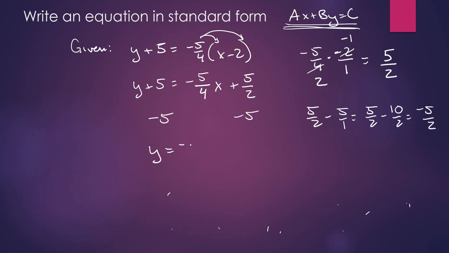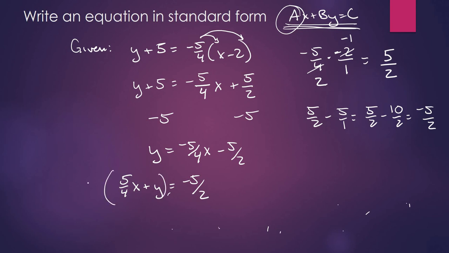So y equals -5/4 x minus 5/2. Add 5/4 x to the right. So 5/4 x plus y equals -5/2. And now I need to get constants, or integers. So if I multiply both sides by 4, the largest denominator, 5/4 times 4 is 5x, 4 times y is 4y, and I get -10 over here.